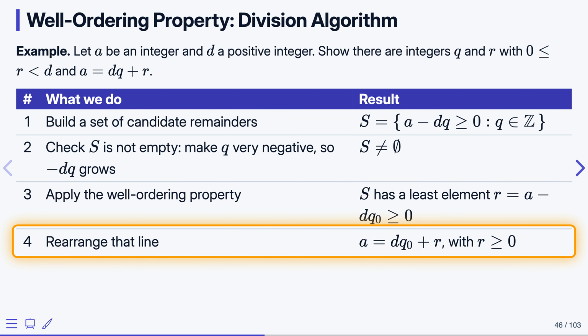Step 4. Move terms across. We get a equals d times q sub 0 plus r, and r is at least 0. One thing is still missing. We must show r is smaller than d.